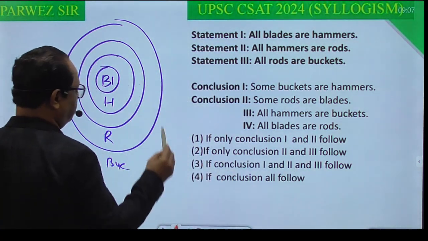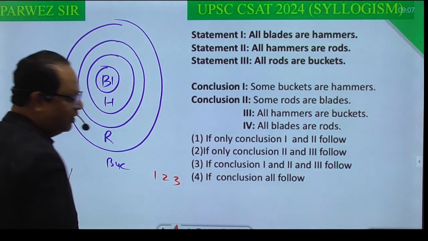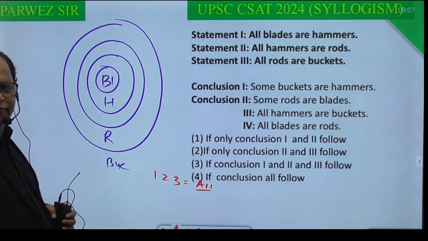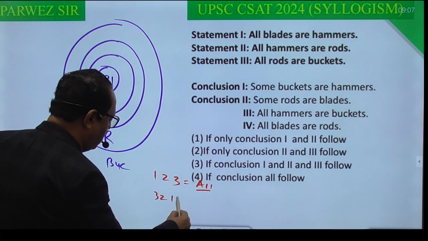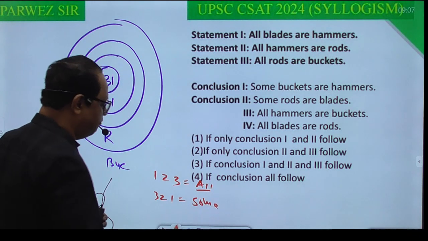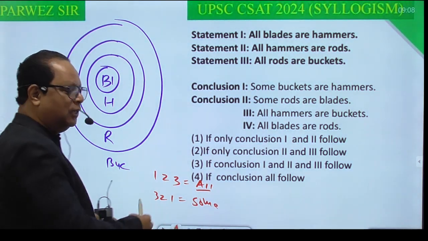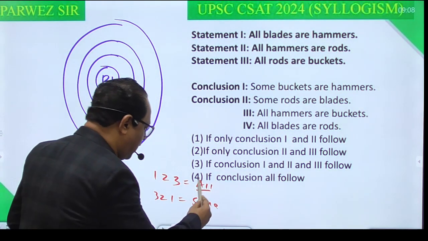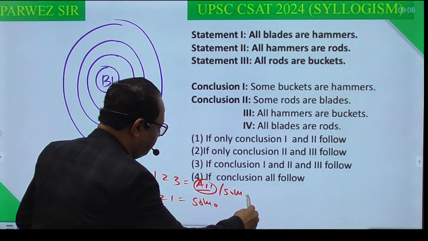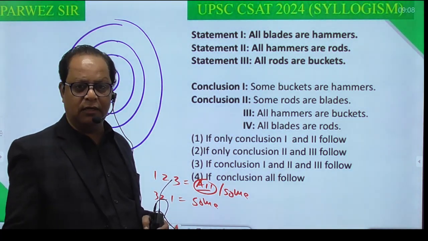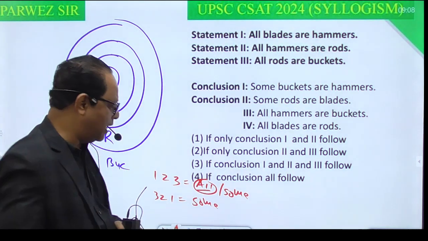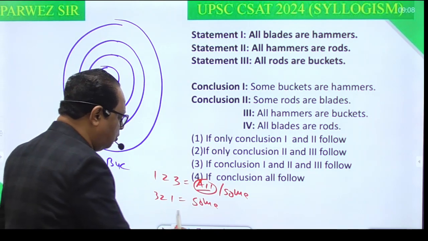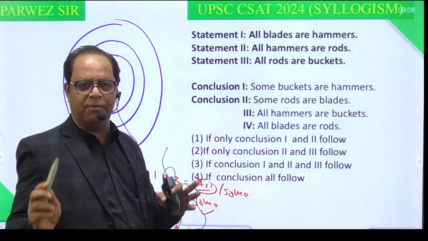I said to you, when we are moving from 1 to 3, meaning inner to outer side, the conclusion will be in the form of all. And when moving from outer to inner side, the conclusion will be in the form of some. One more thing I have already explained: moving from inner to outer side, apart from all, some can also be given in the conclusion. So make sure from inner to outer side, either all or some will be given. But from outer to inner side, always some will be given.